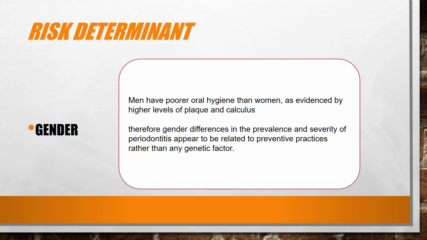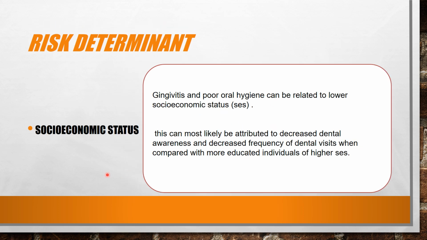Coming to socio-economic status, gingivitis and poor oral hygiene can be related to lower socio-economic status. This can most likely be attributed to decreased dental visits. There might also be decreased nutritional levels. These can lead to increased progression of gingivitis to periodontitis when compared with educated individuals of higher socio-economic status.